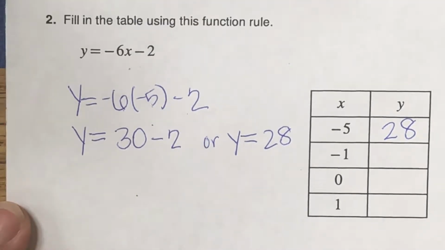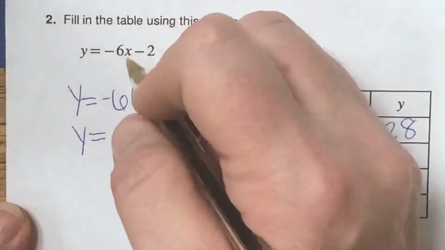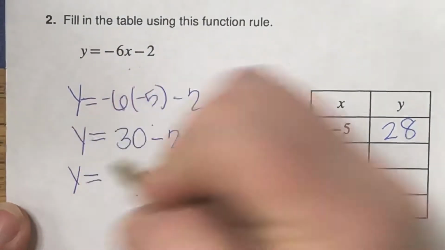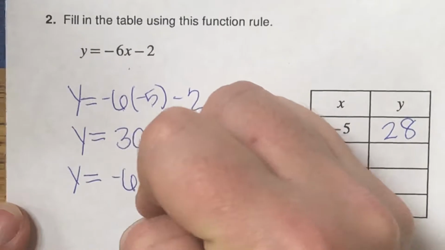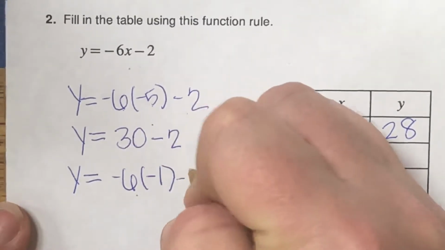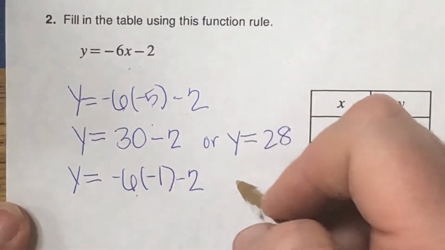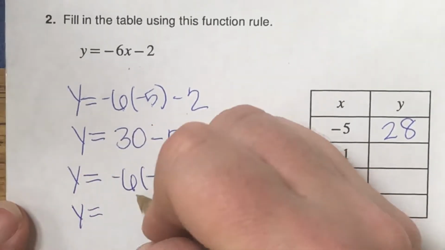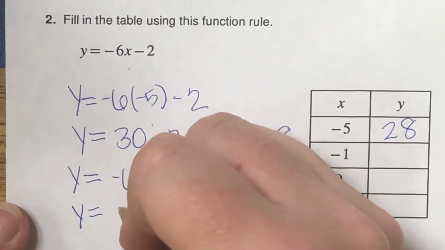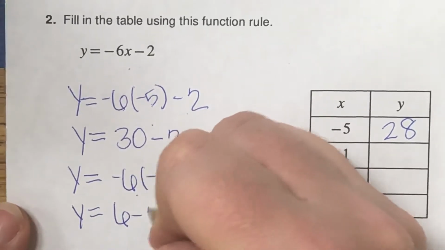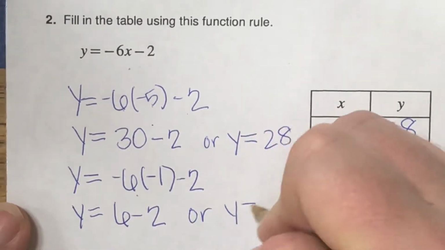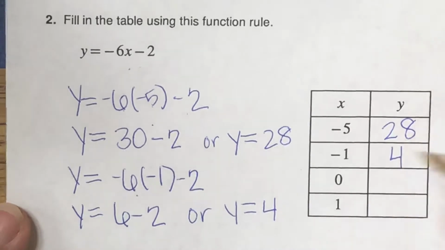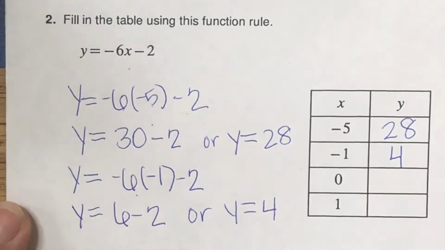Then the next one, I'm going to plug in negative 1 for my x. So y equals negative 6 times negative 1, subtract 2, which would end up being y equals negative 6 times negative 1 is again a positive 6, minus 2, or our y equals 4. So I can plug that in on there. Then, let's do these other ones over here.